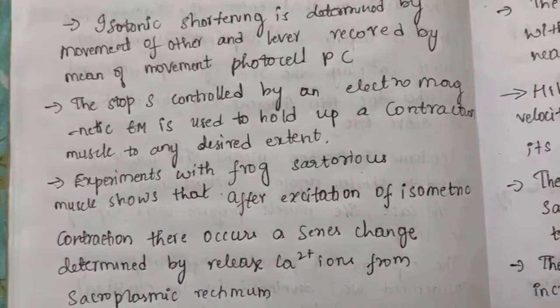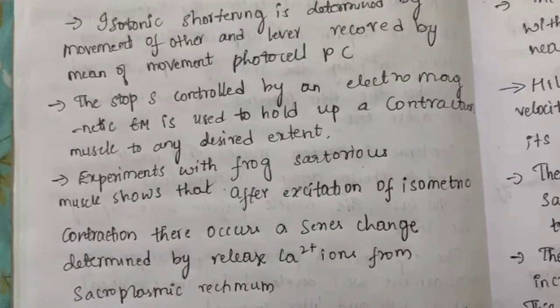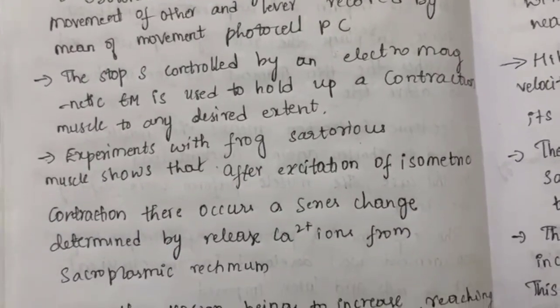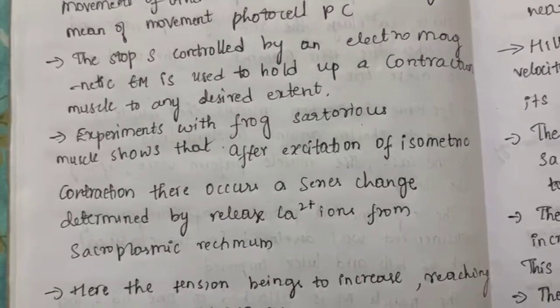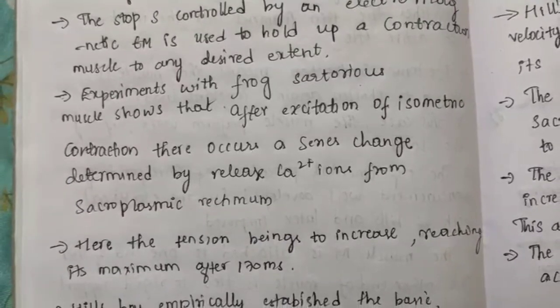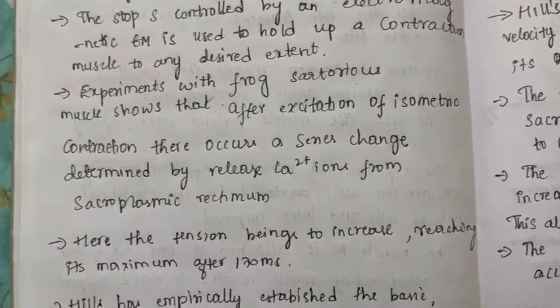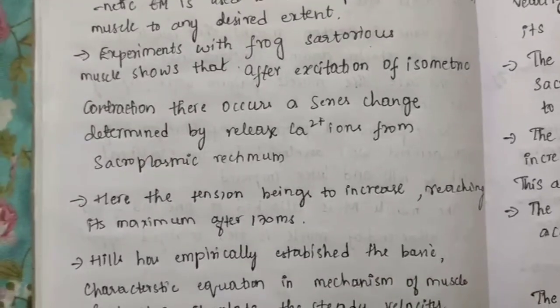The experiment with frog sartorius muscle shows that after excitation of the isotonic contraction, there occurs a series of changes determined by the release of calcium from the sarcoplasmic reticulum. Here the tension begins to increase, reaching its maximum after 170 milliseconds.